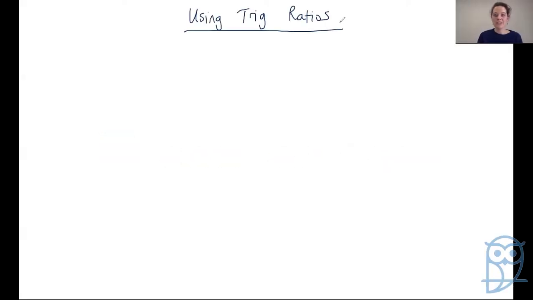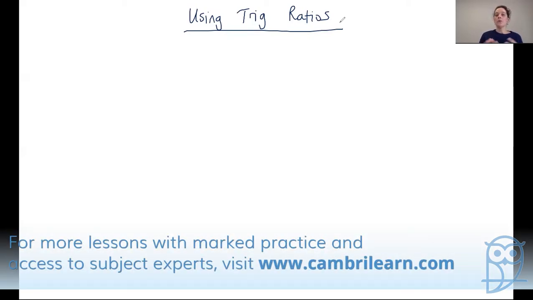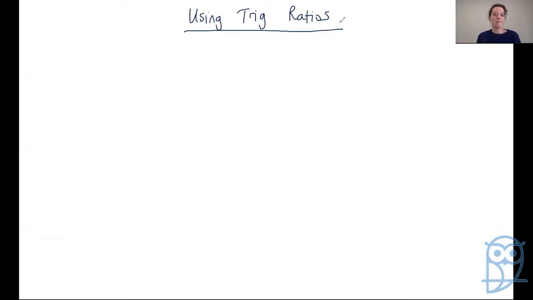Using trig ratios is one of those applied parts of our maths. So we learn our basic trig ratios, sine, cos, and tan, and we practice on nice, simple triangles, and then we move into actually working with applied questions where we have all sorts of things going on, and we've got to find those triangles, pull them out, and then use our sine, cos, and tan.